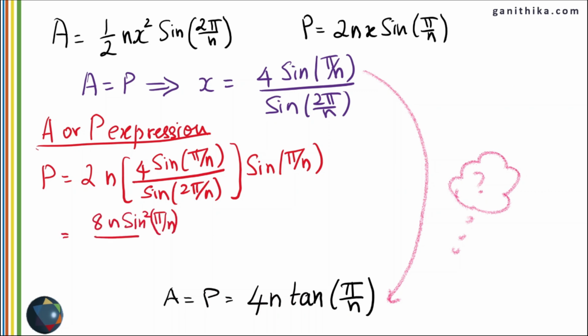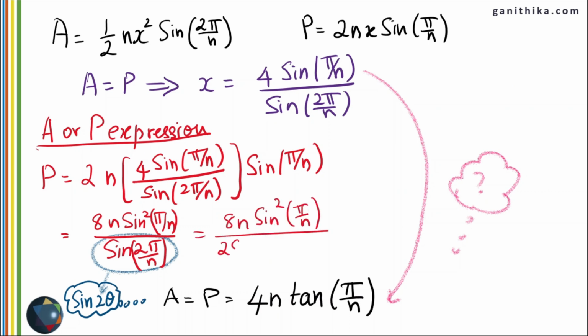Simplifying this further, you'll get this, but still you don't have tan pi over n here. It's still looking complicated. But if you look at the denominator part, this is nothing but sine 2 theta, which can be written as 2 sine theta cos theta. In this case, theta is pi over n, and simplifying this further, you will be getting 4n tan pi over n.